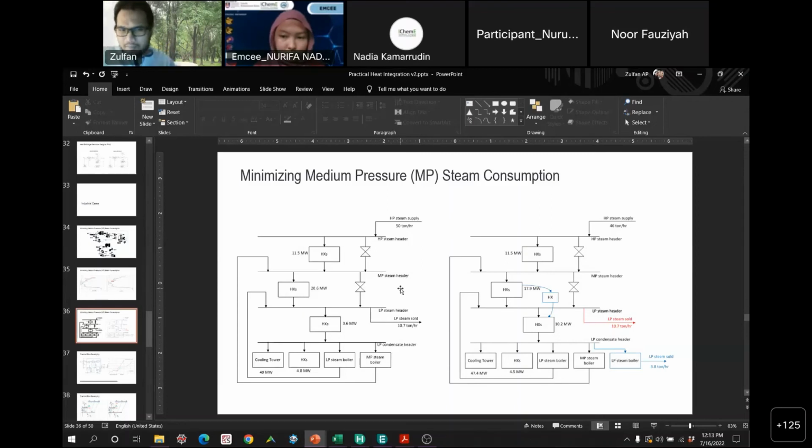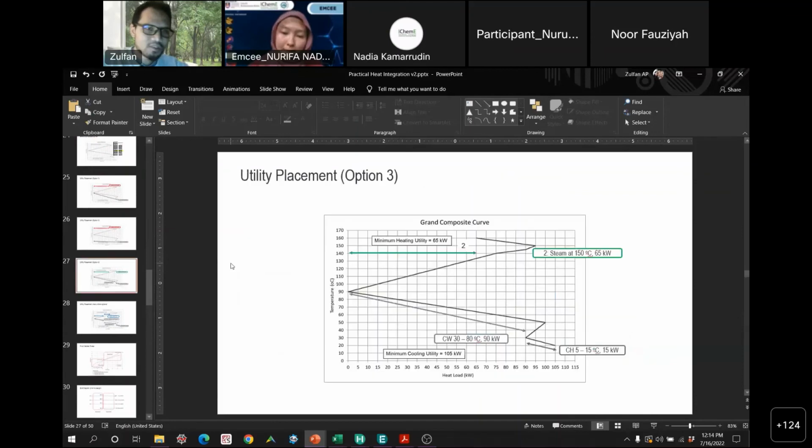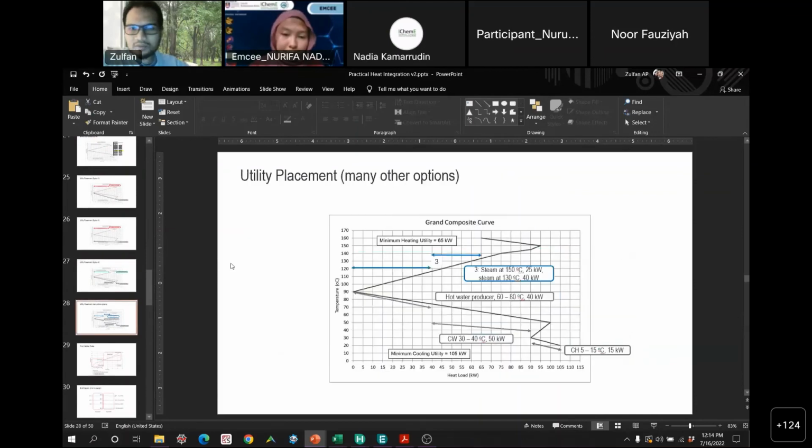That means we have to maximize the use of the cheapest utility first, and then go to the higher or more expensive utility. If you design the plant from scratch, that's the best way to design your own utility levels. So please design it smartly, like what I've shown here. There are many options here.